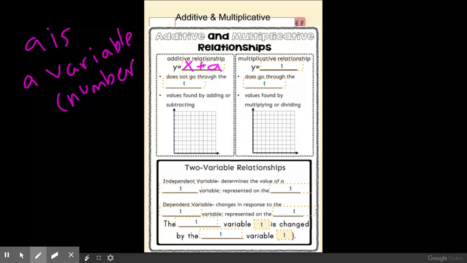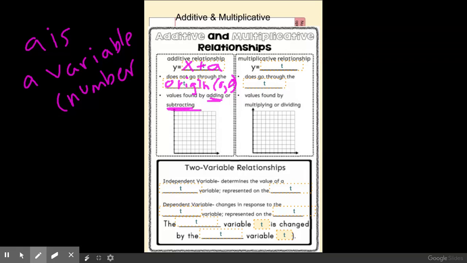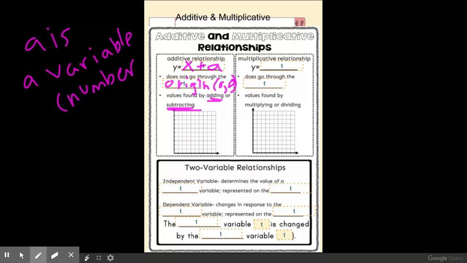Okay, it does not go through the origin. And remember that the origin is 0, 0. And the values can be found by either adding or subtracting. You can do either one. You can add or subtract. So when we have a graph like this, it's going to start somewhere. So we're going to say this is my first point, and then it's going to go out consistently. But notice it's not starting down here, okay, for additive.